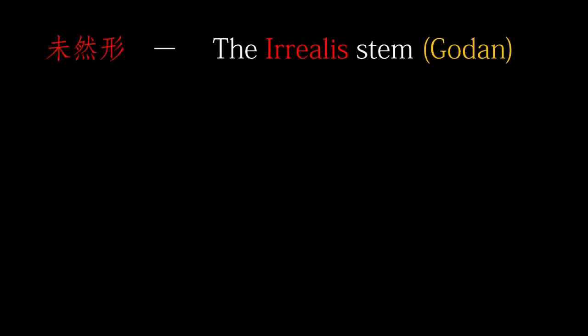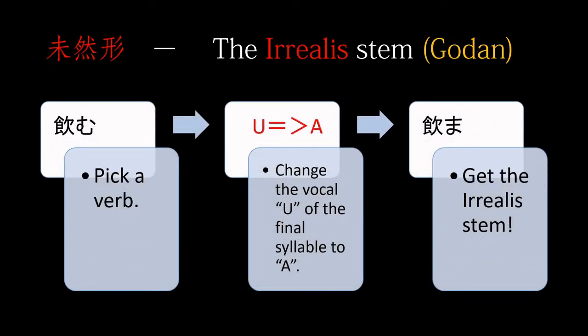Now, let's see how Godan verbs make their Irrealis stems. First, pick a verb. I picked nomu. Like sakeru, it will be the verb that I will be using in all of the examples for the stem formation. Then change the vowel U of the final syllable to A and you will get the Irrealis stem, meaning that nomu will become noma. So the key word here is the change of the vowel in the final syllable from U to A. So in summary, after you pick the verb, you must perform the change and you will get the Irrealis stem.